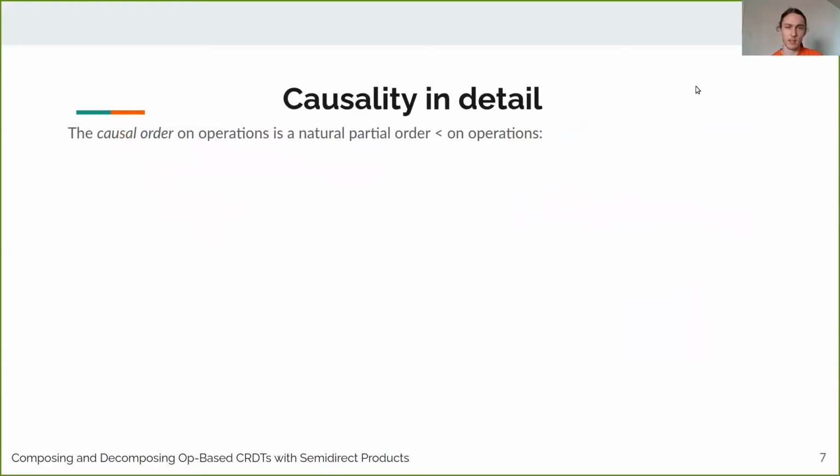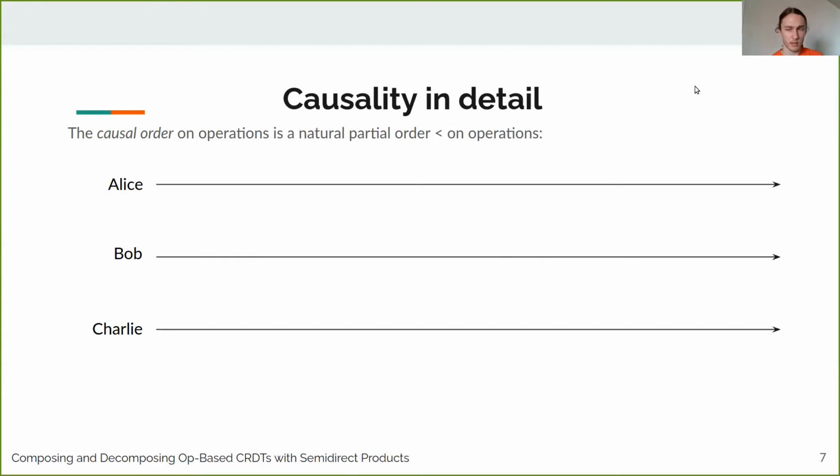So in general, when I say reasoning about causality, I mean reasoning about the causal order on operations. This is the partial order defined according to 3 rules, which I'll illustrate using this diagram. So here time goes to the right, and diagonal arrows indicate message sending. The first rule is that if some user, like Alice, sends 2 operations in a row, then the first operation is less than the second one under the causal order. For instance, here adding milk is less than adding bread.